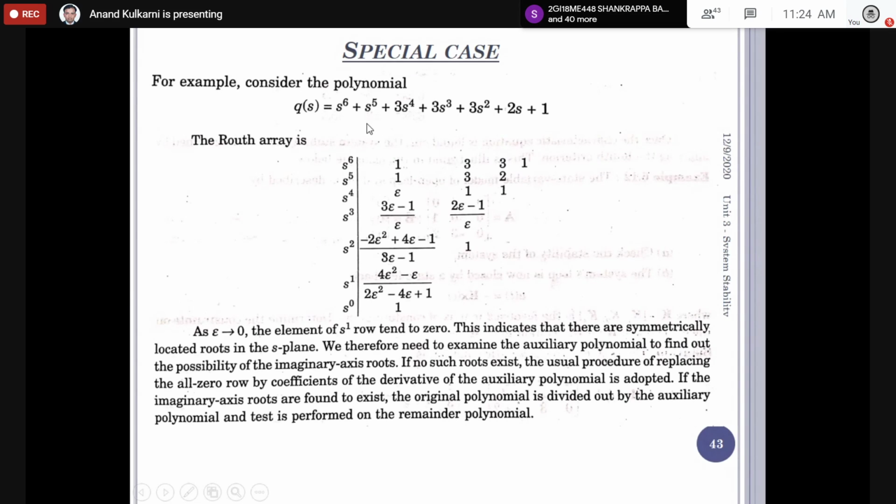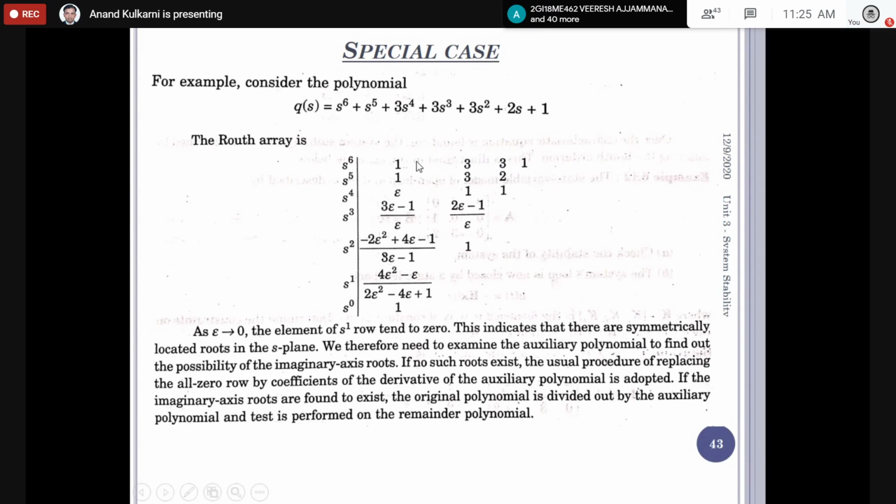See, this is the polynomial. A sixth order polynomial is given. All terms are there. All terms are positive. Now what happens? Just see in this. So this is 1, leave this 3, leave this 3, leave this 1. 1, 3, 3, 1, first row. Second row, 1, leave this 3, leave this 2, leave this 0. So 1, 3, 2 is the second row.